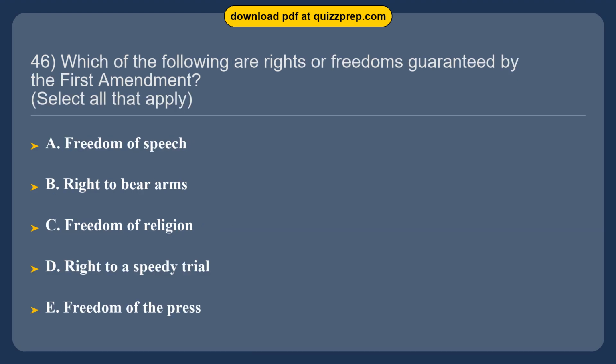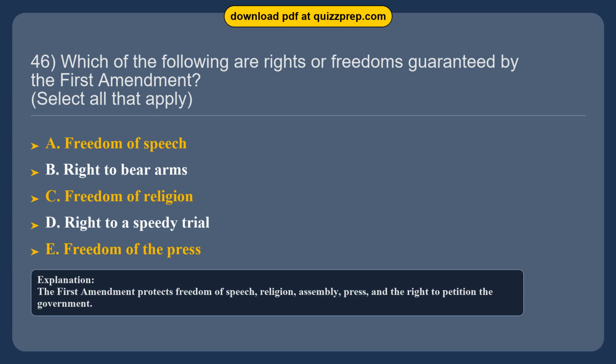Question 46. Which of the following are rights or freedoms guaranteed by the First Amendment? Option A, freedom of speech. Option B, right to bear arms. Option C, freedom of religion. Option D, right to a speedy trial. Option E, freedom of the press. The correct answers are options A and C and E. Freedom of speech, freedom of religion, freedom of the press. The First Amendment protects freedom of speech, religion, assembly, press, and the right to petition the government.